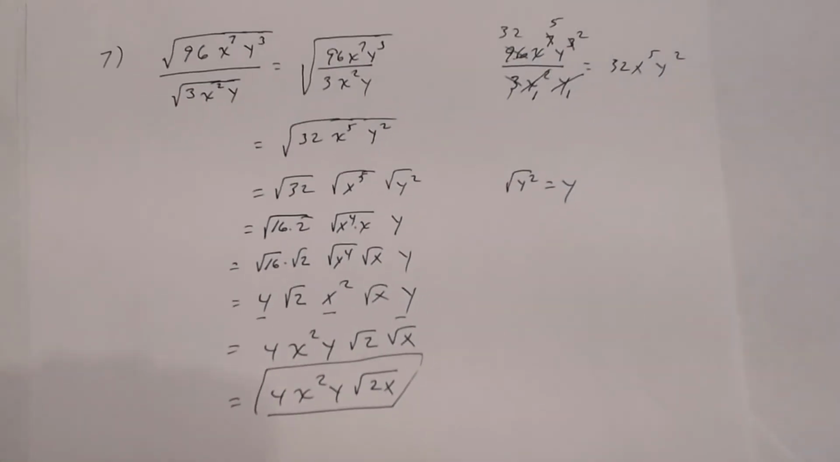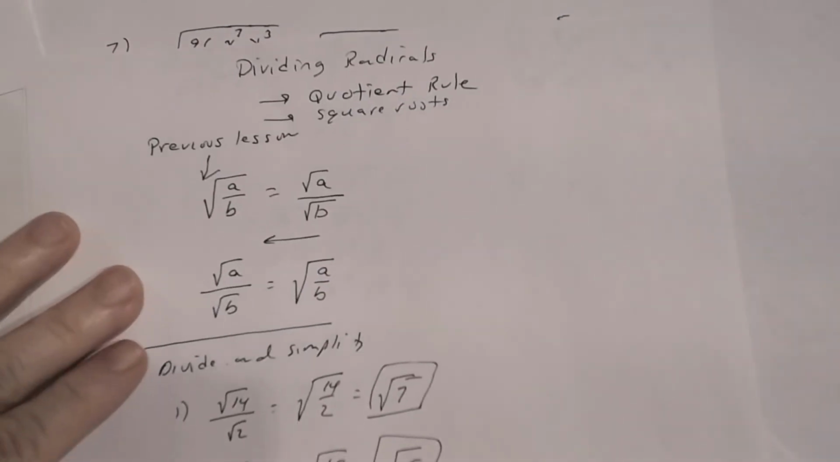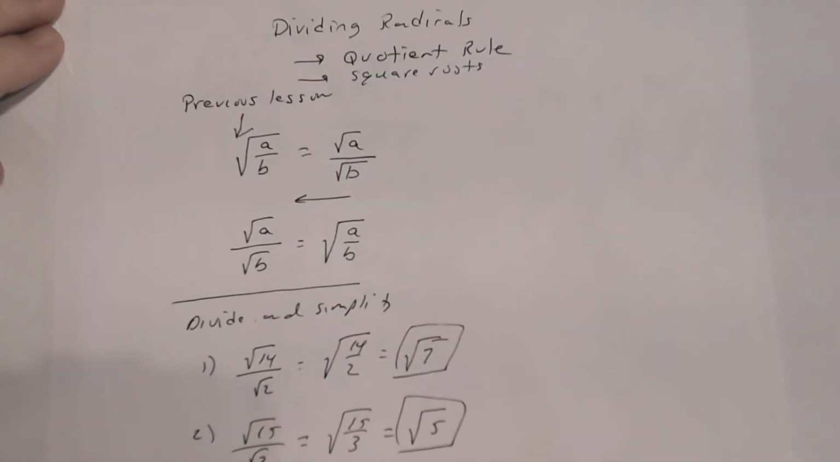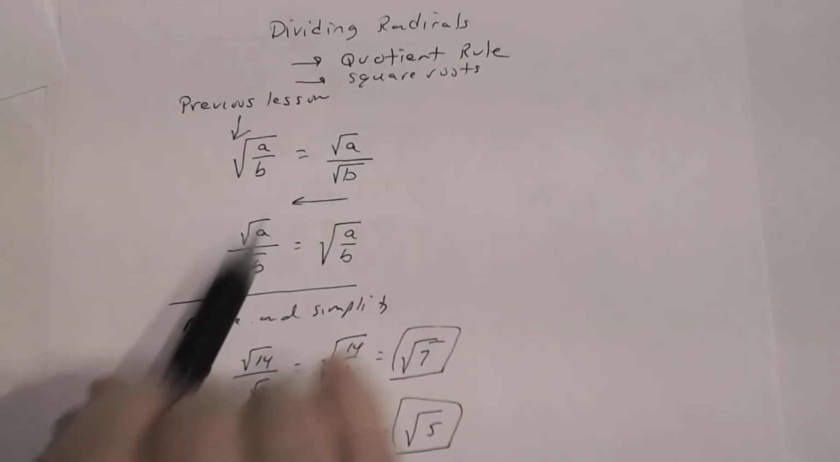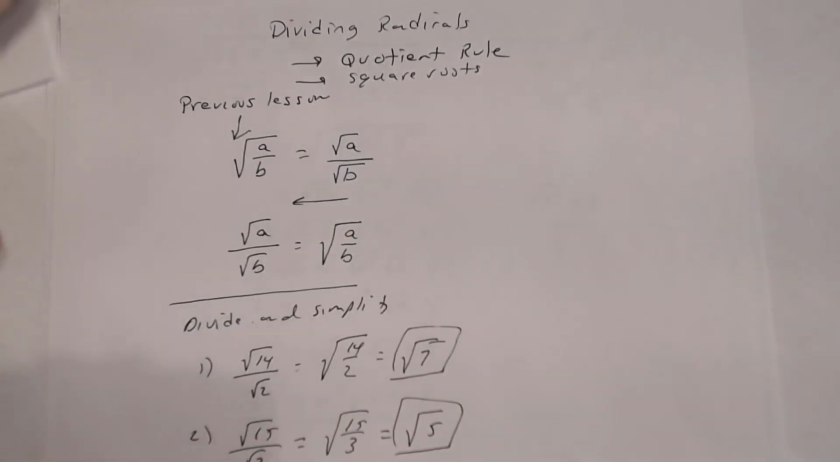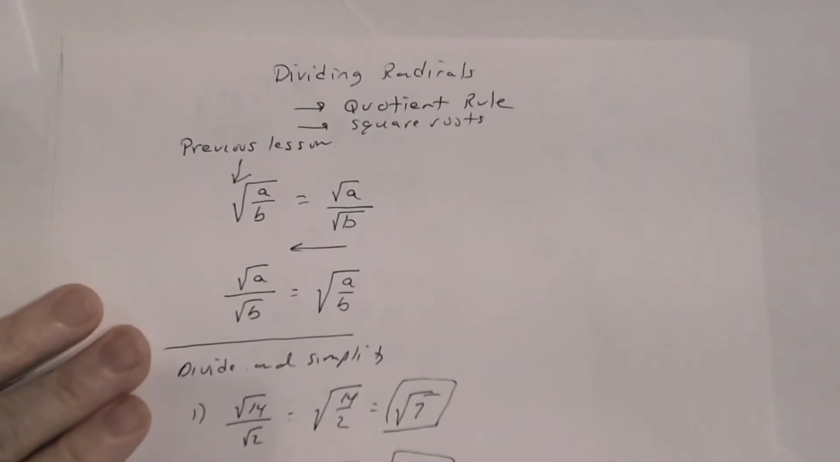So that was number 7. And I think that should help you with this part of our lesson. And that was the lesson where we were dividing radicals using a quotient rule, and we're dealing with square roots. And so that's it. That's what this lesson deals with.